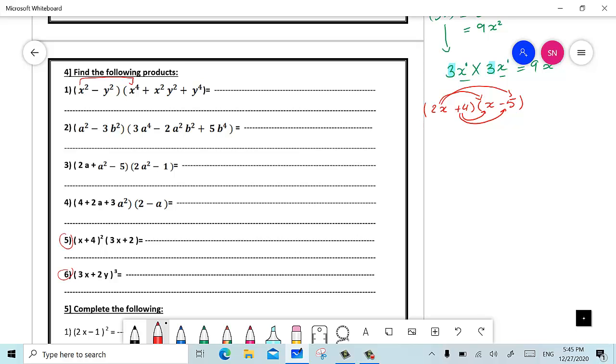So I'm going to multiply x squared by x to the power of 4, and this is going to give me x to the power of 6. And then I'm going to multiply x squared by x squared y squared. X squared times x squared is equal to x to the power of 4.